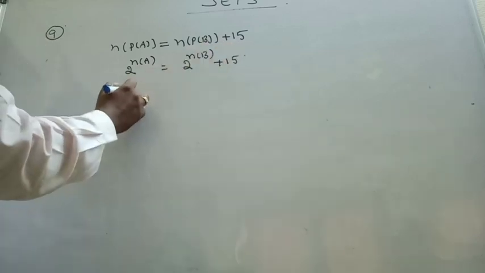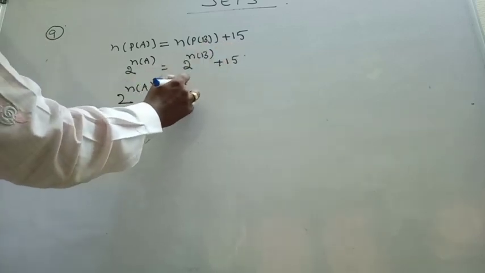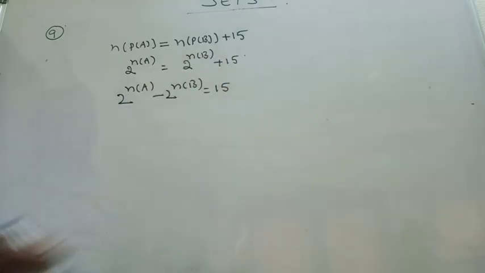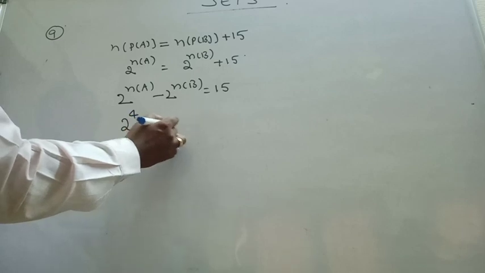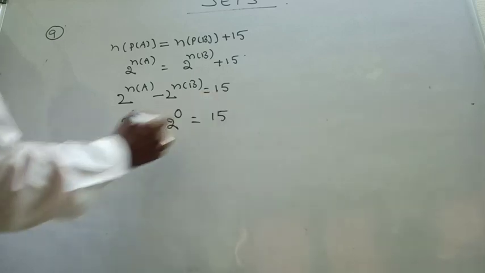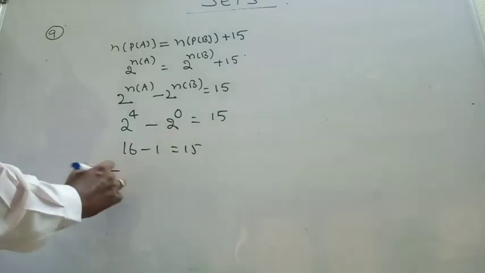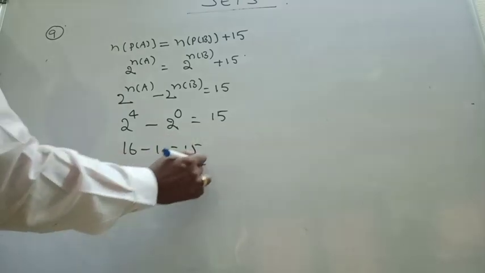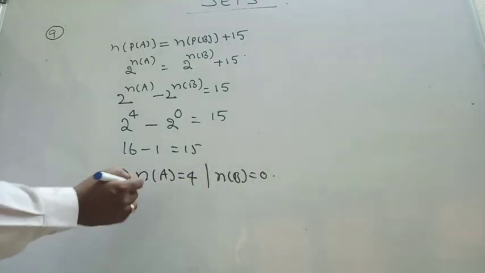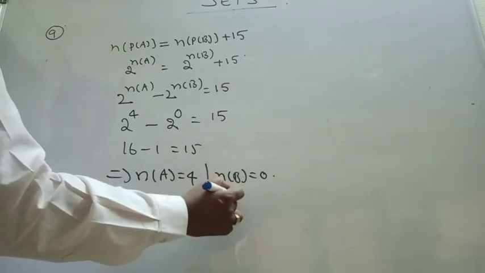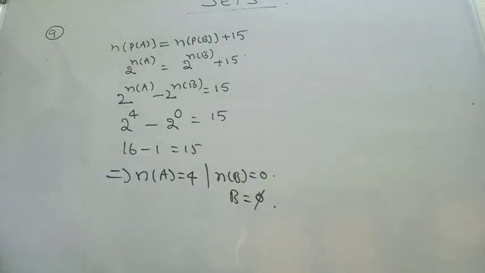Now 2 power n(A) minus 2 power n(B) is equal to 15. Their difference we have to get as 15. Then what elements are we going to have? I think 2 power 4 minus 2 power 0, if I take, this is 16 minus 1, that is 15. That means n(A) is equal to 4 and n(B) is equal to 0. That means B is an empty set, and A has 4 elements. In this way, this can be answered very nicely. Such a beautiful way this problem can be answered.